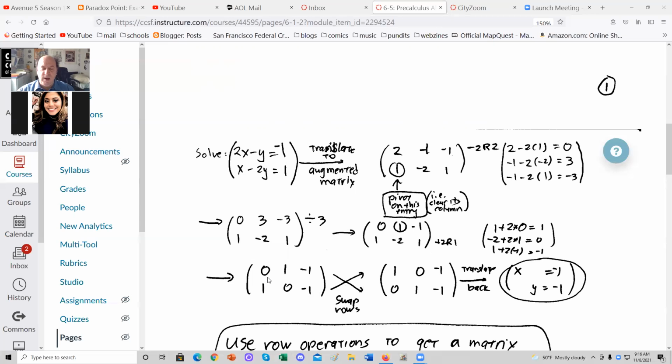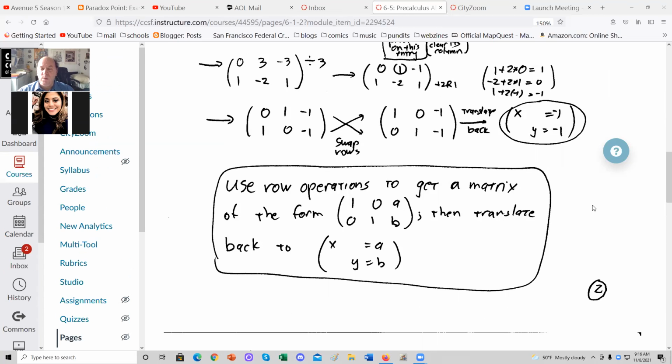Now, this isn't quite in the proper form because this says 0x. If you translate back to the system, this says 0x plus 1y is -1, 1x plus 0y is -1. So to put it back in alphabetical order, x and y, we swap the rows. That's the row operation. So we get this matrix: 1, 0, -1, 0, 1, -1. This translates back to 1x equals -1 and 1y equals -1. So x and y are both -1, and it's easy to check that this indeed solves the system.